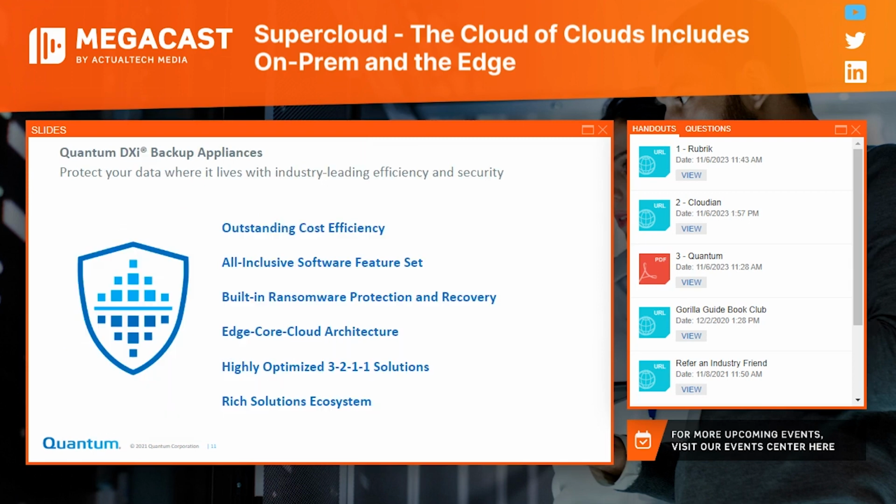Next slide, please. So I'm going to shift gears a little bit, because there's another technology that Quantum is a pioneer and an industry leader in, and that's backup appliances.